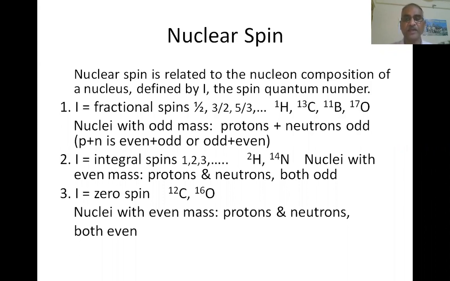And the third category, zero spin nuclei. Examples are carbon 12, oxygen 16, etc. Here, nuclei have even mass, with protons and neutrons both even. So based on the spin quantum number, we have three different possibilities.